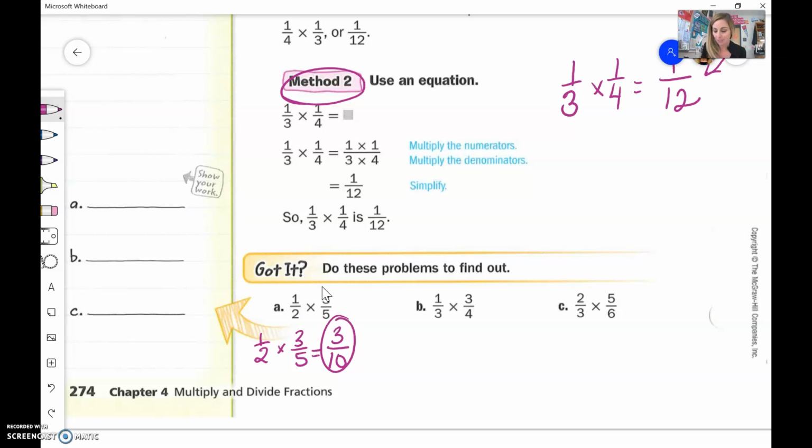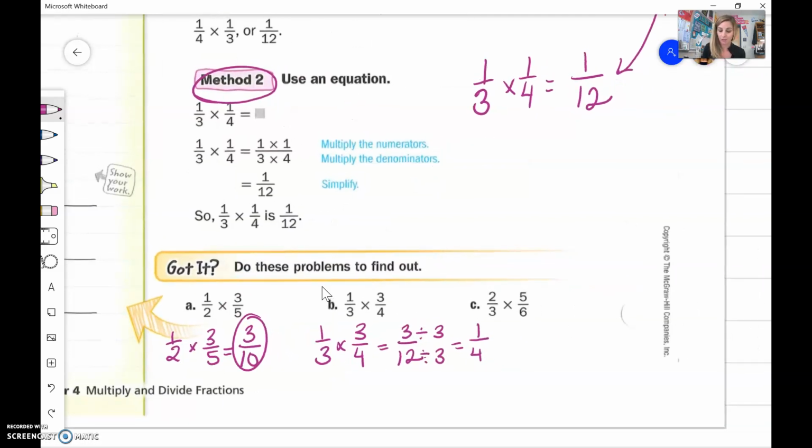Okay, let's take a look at the next one. 1/3 times 3/4. 1 times 3 is 3. 3 times 4 is 12. Now when I look at 3/12, I know that they do have a common factor, and I know that the greatest common factor is 3. So I have to divide and simplify. 3 divided by 3 is 1, and 12 divided by 3 is 4.